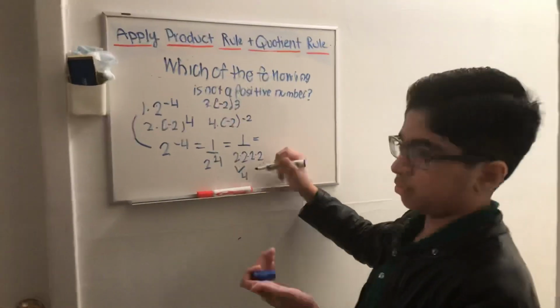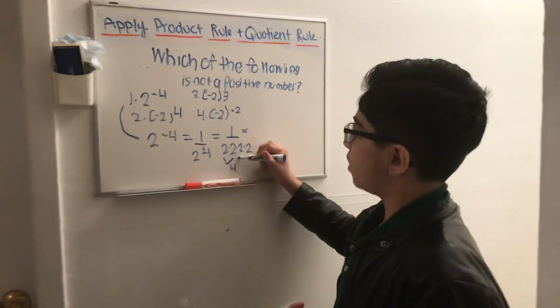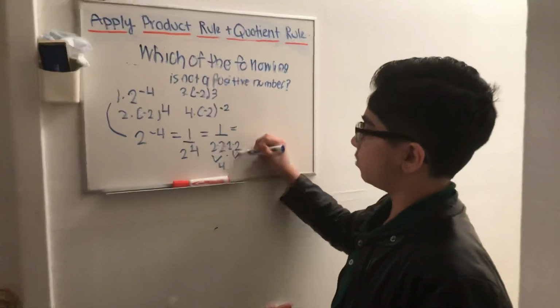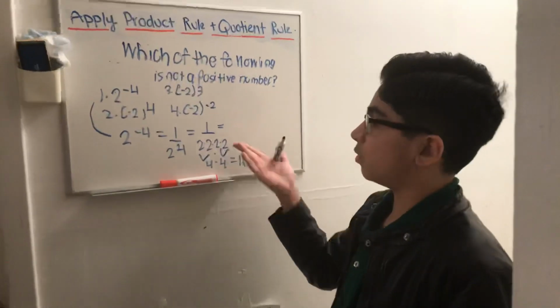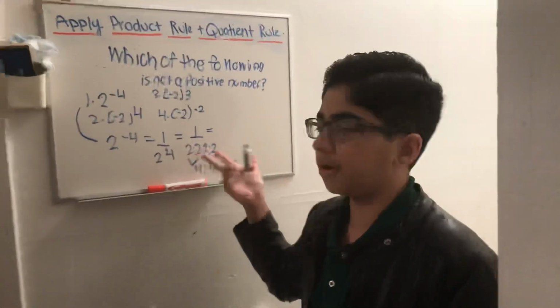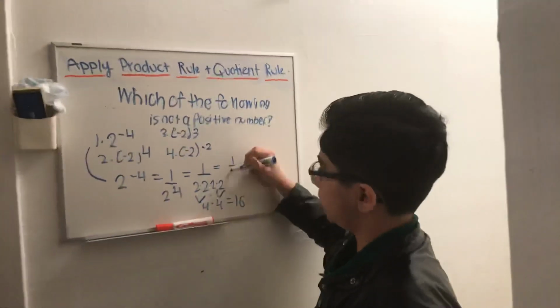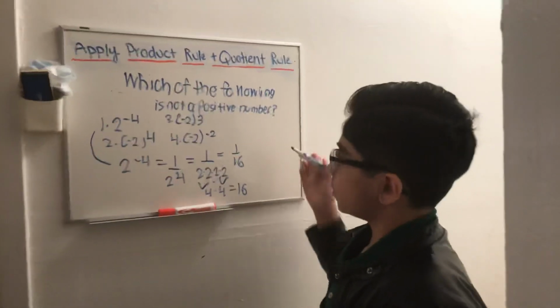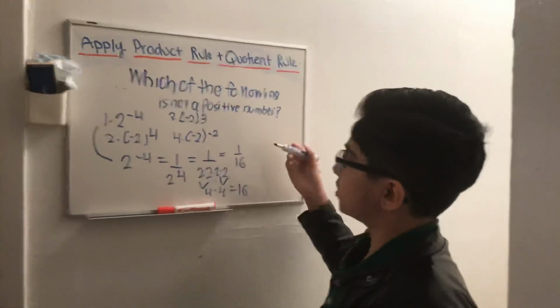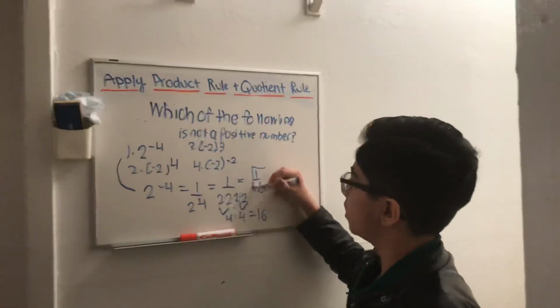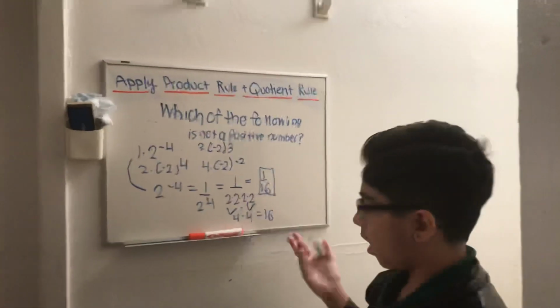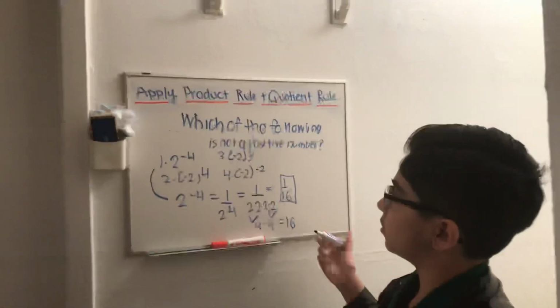And this simplifies to 1 over 2 times 2 times 2 times 2. So 2 times 2 is 4, and then 2 times 2 is 4, and 4 times 4 is 16. So we find out that 2 to the power of 4 is 16, and this is 1 over 16. And yes, indeed, this is a positive number. So choice 1 is obviously not the answer.